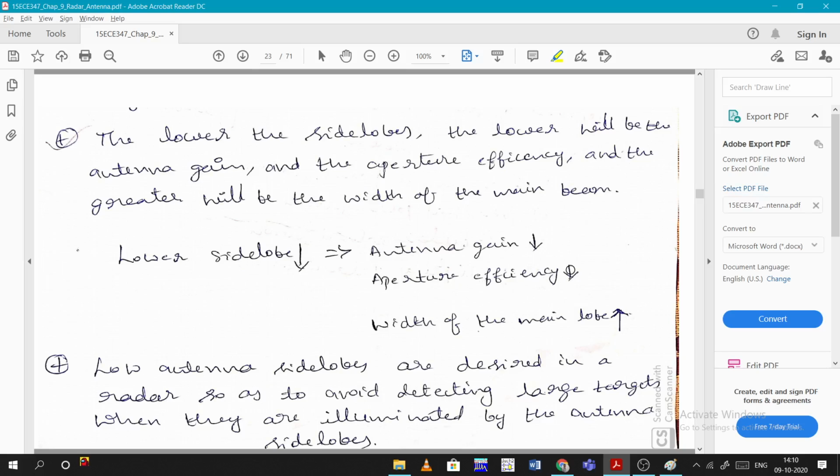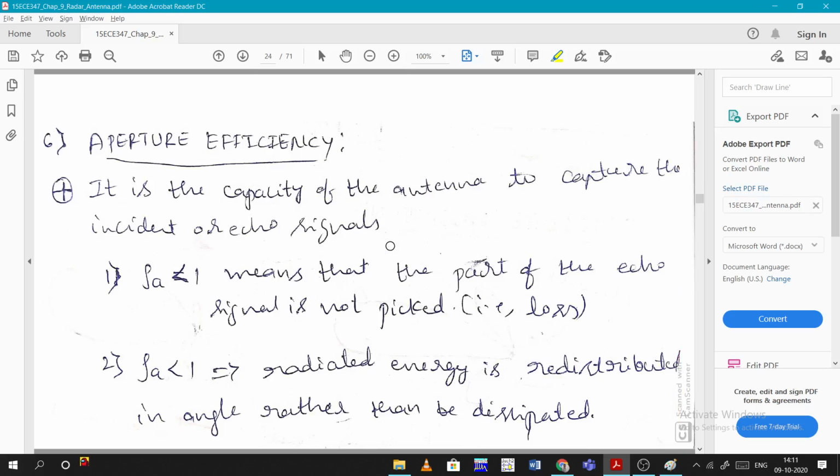But also you need to see here antenna gain is decreasing, so again there will be a trade-off. So you need to take a suitable value. Now aperture efficiency. Aperture efficiency is the capacity of the antenna to capture the incident echo signals.